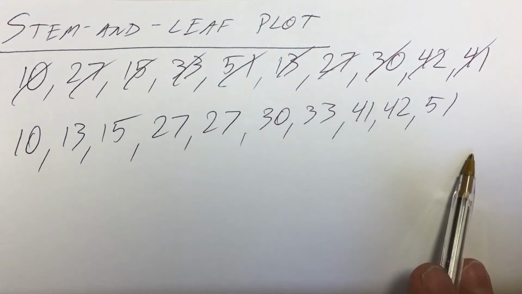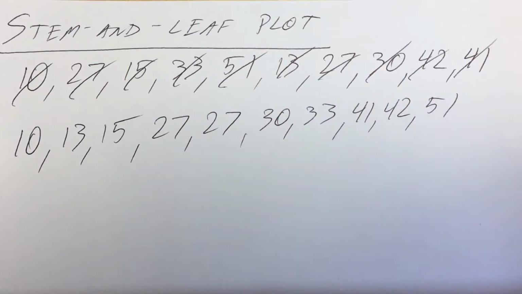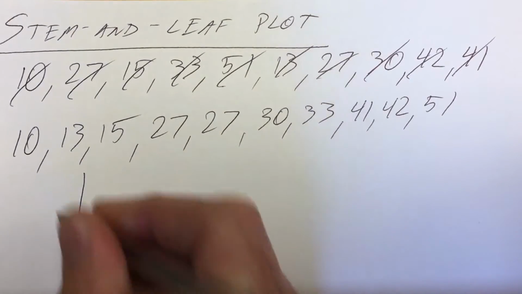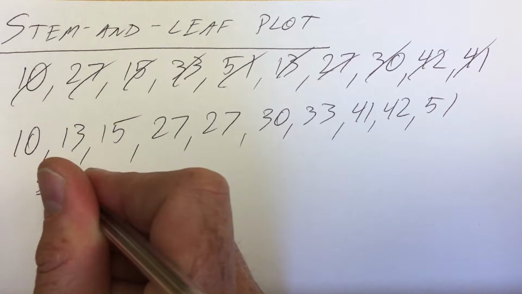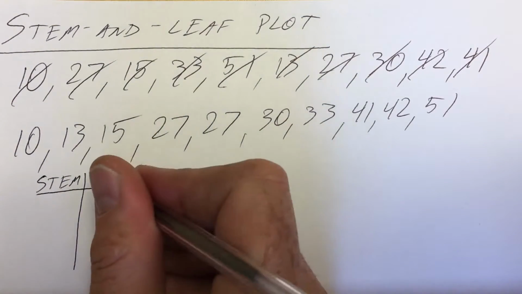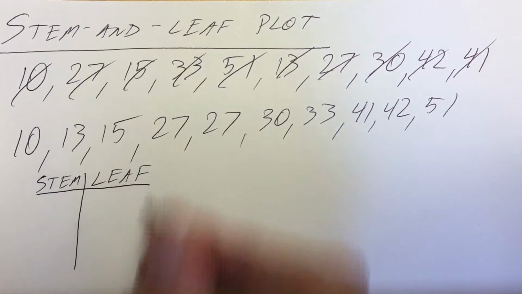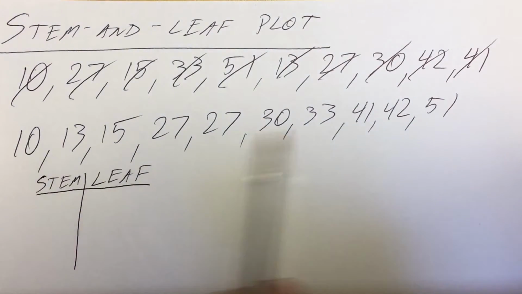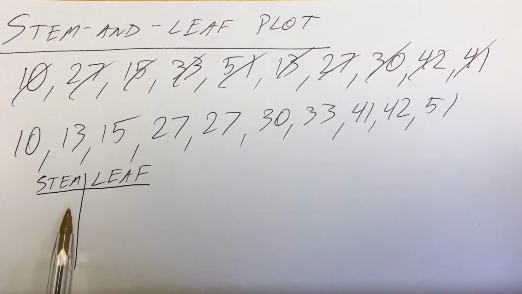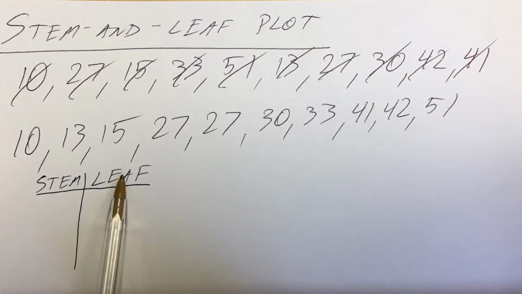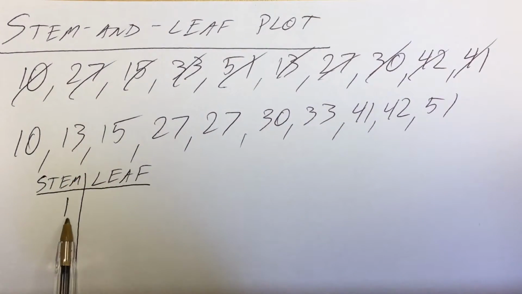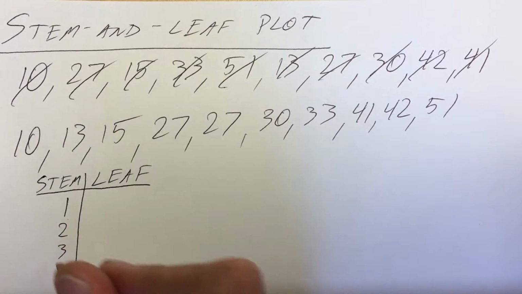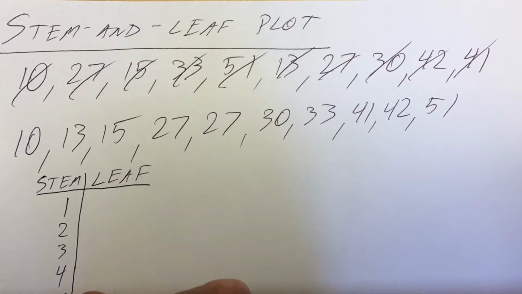Once the numbers are ordered from least to greatest, you can easily construct a stem and leaf plot. We will first draw a table. The left-hand side we will label stem, and the right-hand side we will label leaf. Since all of these numbers are 2-digit numbers, the stem will be the first digit or the tens digit, and the leaf will be the second digit or the ones digit. Our numbers range from 10 to 50, so the stem will start at 1 for the number 10 and go down to 5 to represent the number 50.